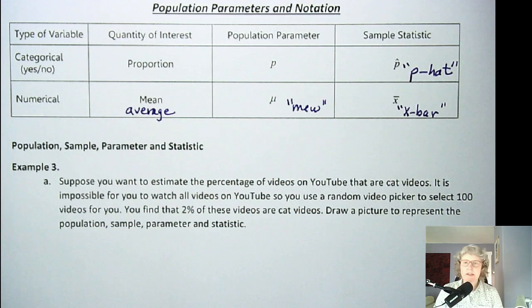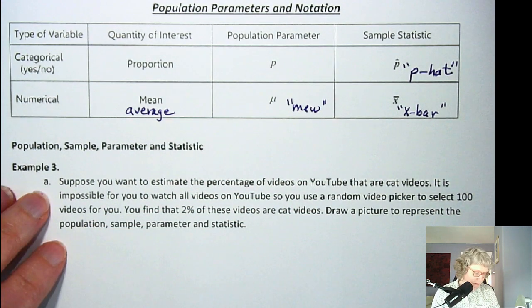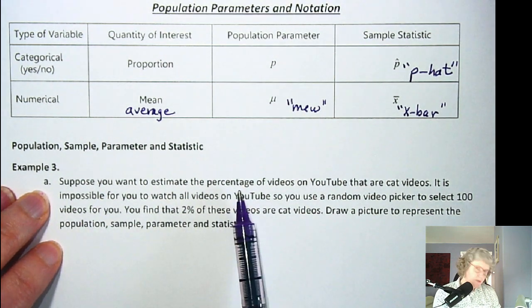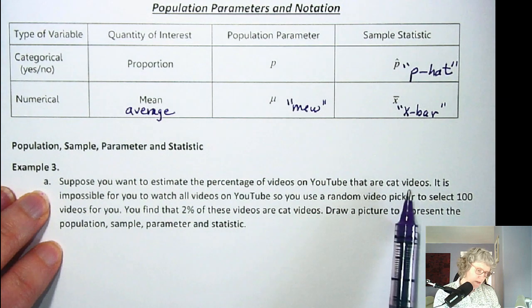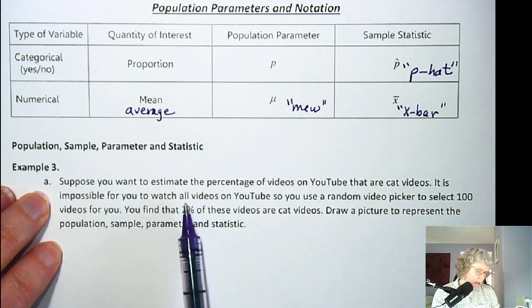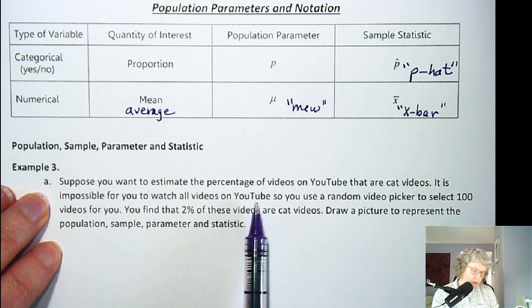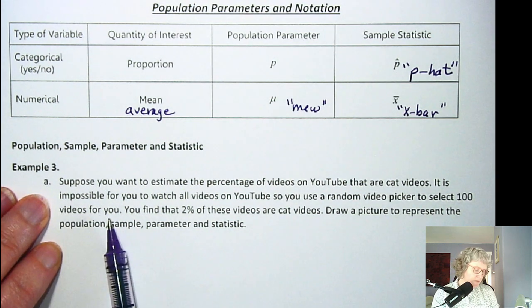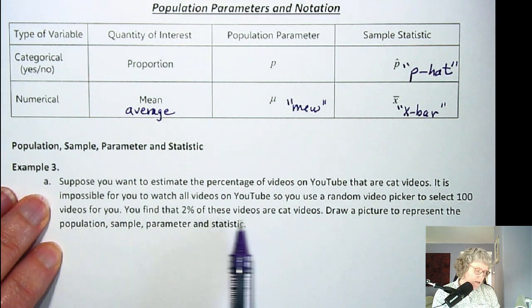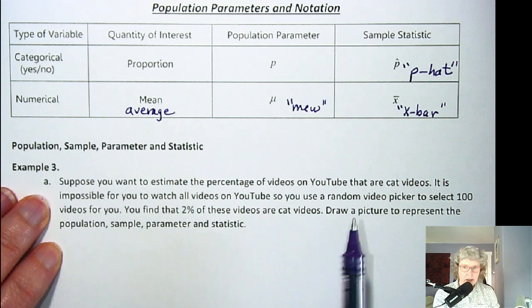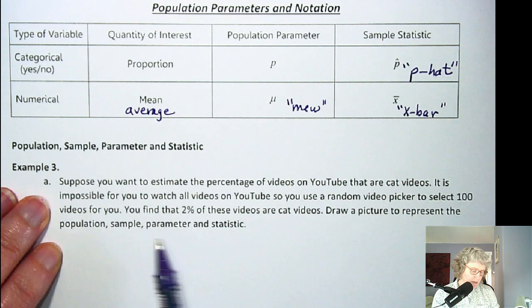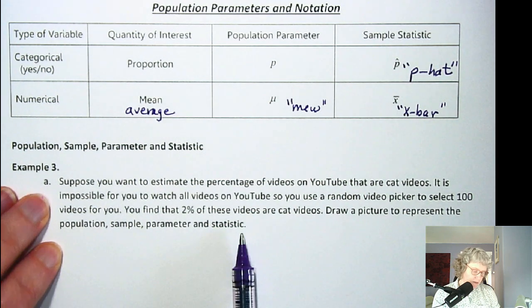Okay, so let's do an example to make this more concrete. So here we have an example. Suppose you want to estimate the percentage of videos on YouTube that are cat videos. It is impossible for you to watch all videos on YouTube, so use a random video picker to select 100 videos for you. You find that 2% of these videos are cat videos. Draw a picture to represent the population, sample, parameter, and statistic.